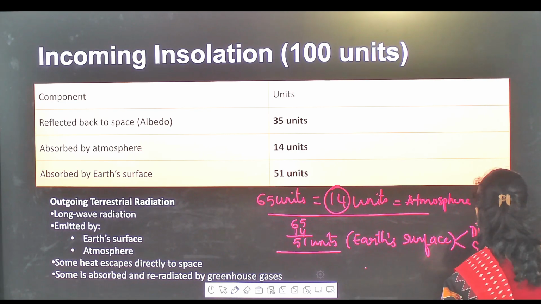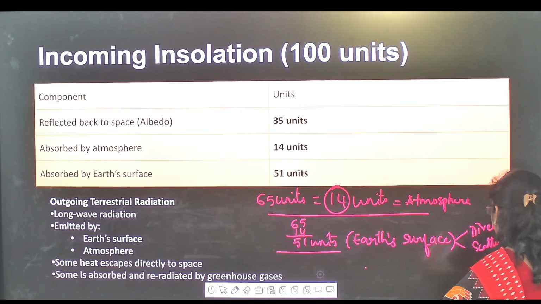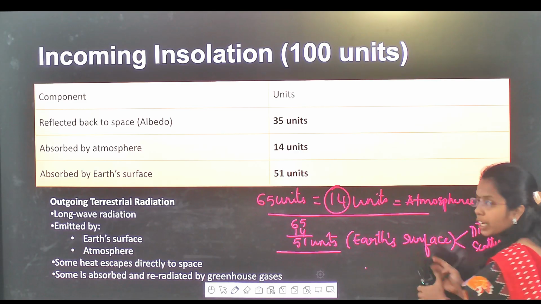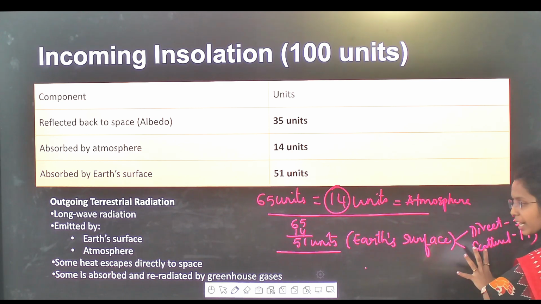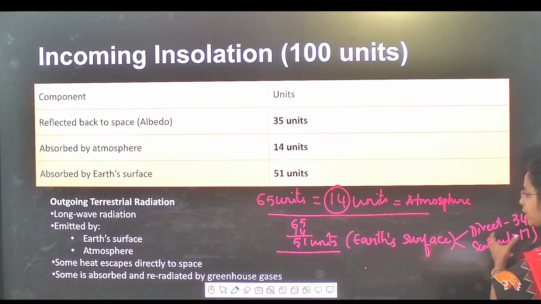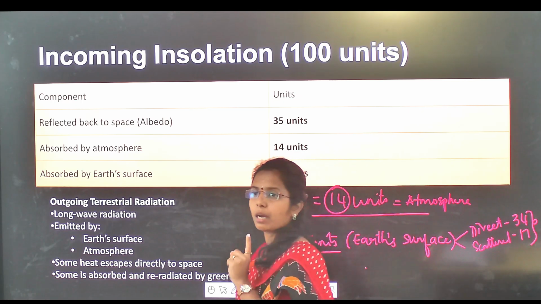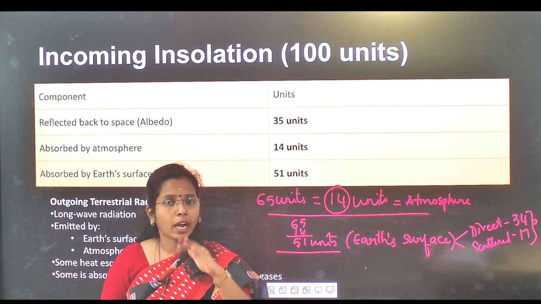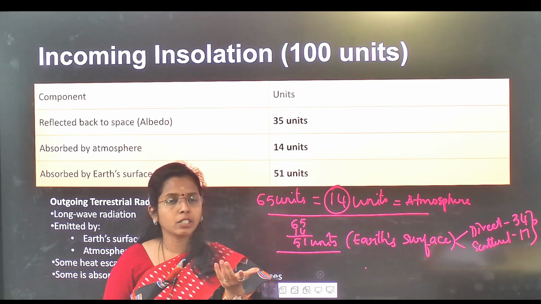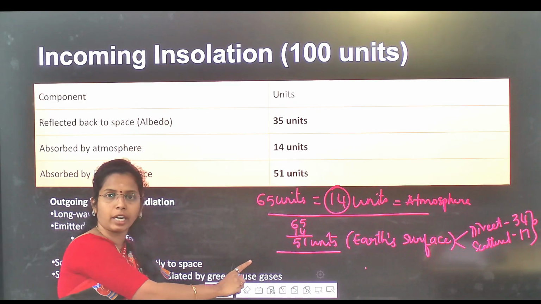34 units and scattered radiation 17. Don't get confused here: 51 units absorbed by earth's surface, 34 units by direct radiation and 17 units by scattered radiation. If you calculate, again you will get 51 units, meaning total 51 units are absorbed by earth's surface, 14 units by atmosphere. This you have to remember. Now again, how much radiation does it have to release? It has to maintain that budget, right? Now incoming solar radiation, clear?